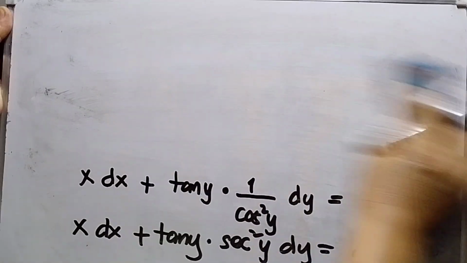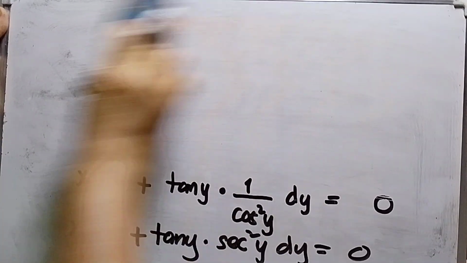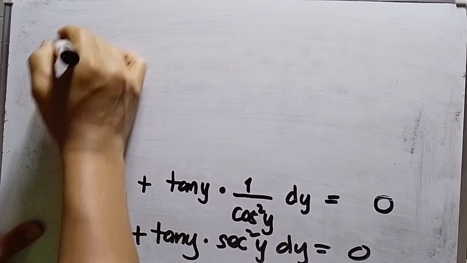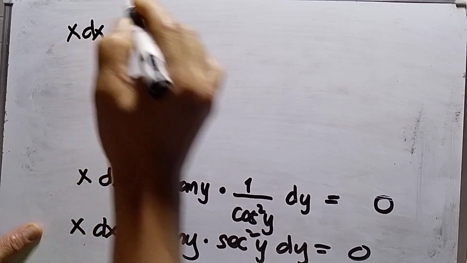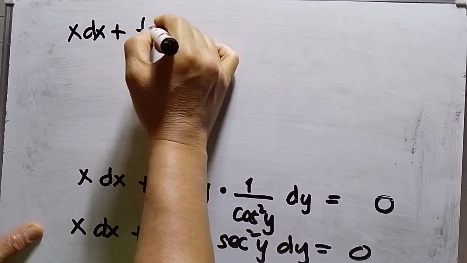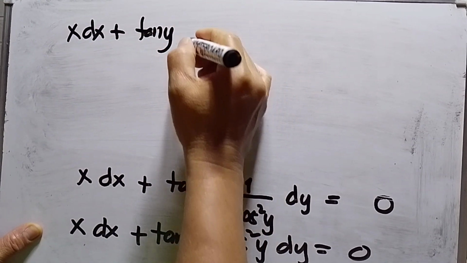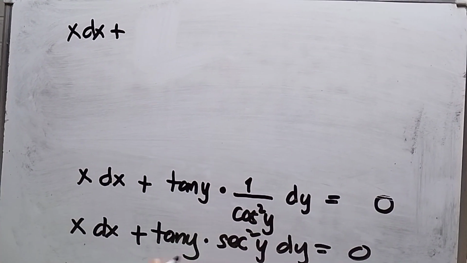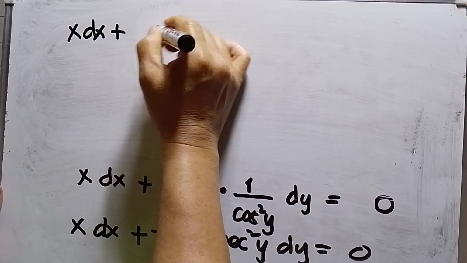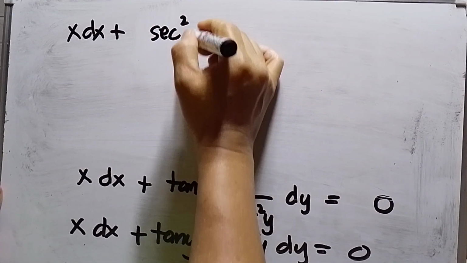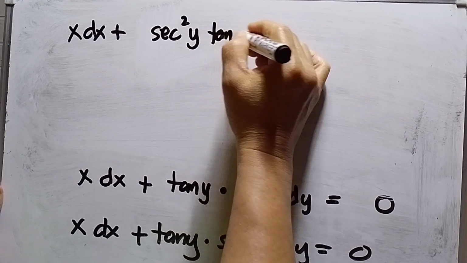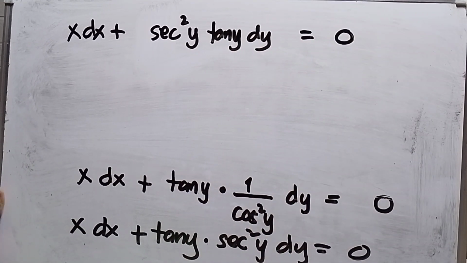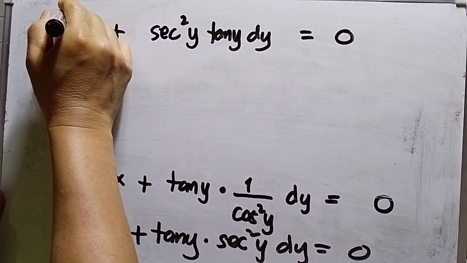Sorry for the inconvenience because I have only limited space on my whiteboard. So I need to copy this one, x dx, then plus tangent y, or arrange this one. The proper way to arrange this is secant squared y, then tangent y dy. And then this will be equal to 0. So integrating both sides.